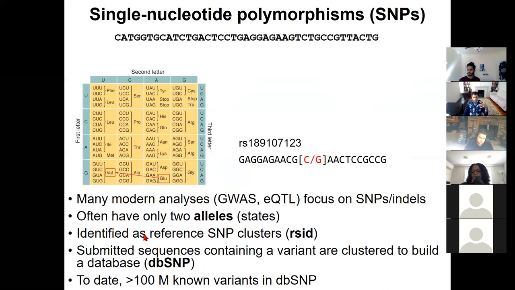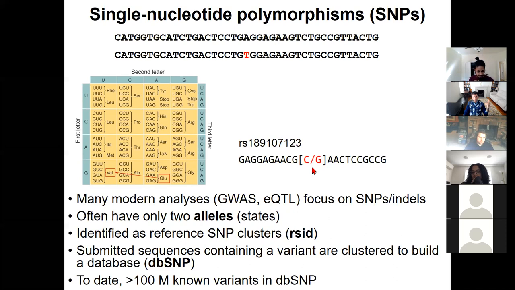These are identified by a reference ID, the RSID. The sequences that contain a variant are clustered, and we now have dbSNP, the database of single nucleotide polymorphisms, which has more than 100 million known variants. Here's one example, RS189107123. What does that do? It changes a C into a G, okay? It sounds pretty benign until you realize that it changes a glutamic acid into a valine.